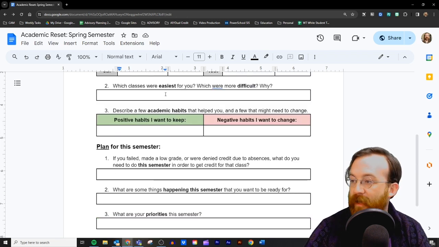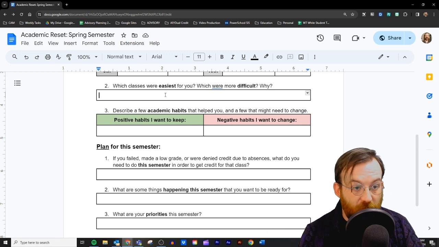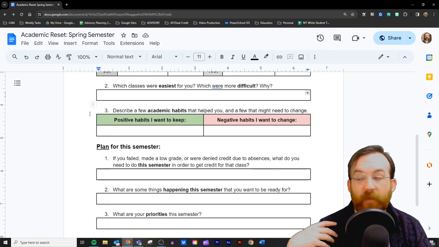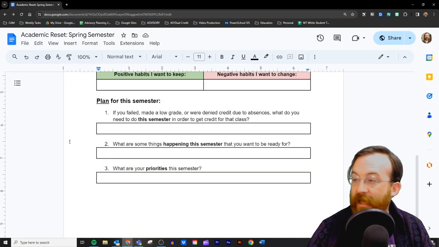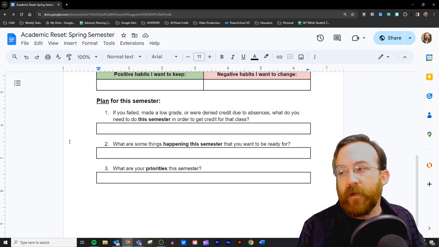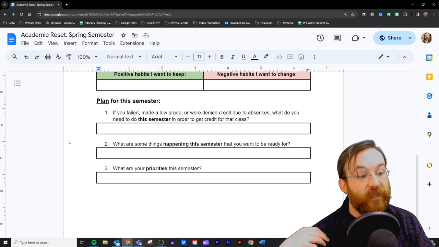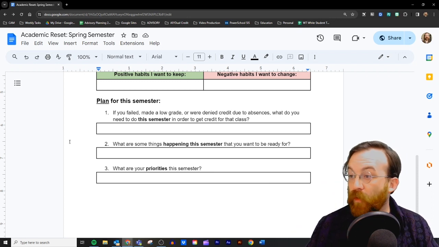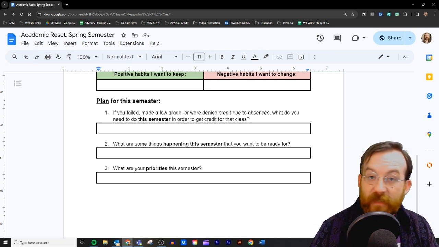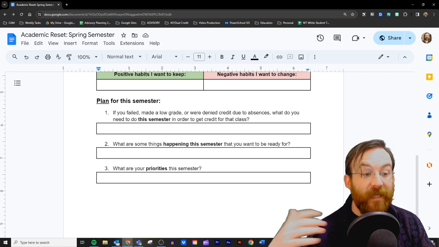You're going to take some time to write out which classes were easiest for you, which were more difficult, and why. You're going to describe a few academic habits that helped you and maybe ones that you want to change. And then the last 3 questions ask you to write out a little bit of a plan for this semester. If you had a low grade, no grade, or were denied credit, what do you need to do in order to get that credit? Number 2, just in general, what are some things happening this semester that you want to be ready for? Are there any big exams happening in the spring? Are there any big projects that you know are going to be coming up? How can you plan ahead for those things?